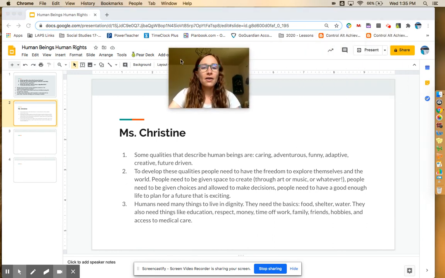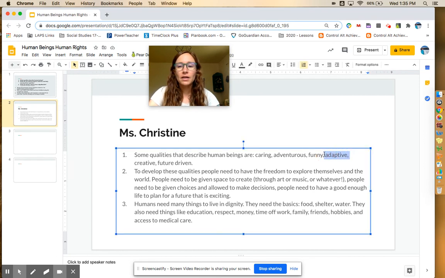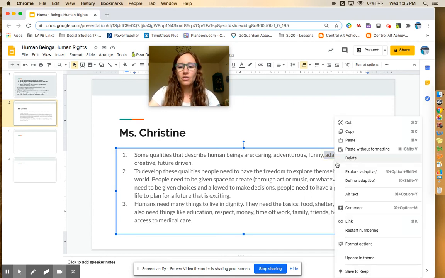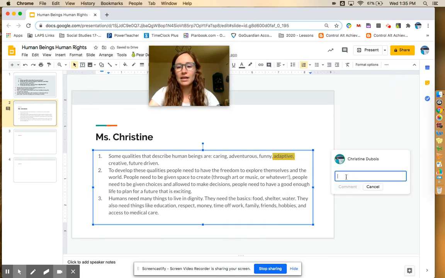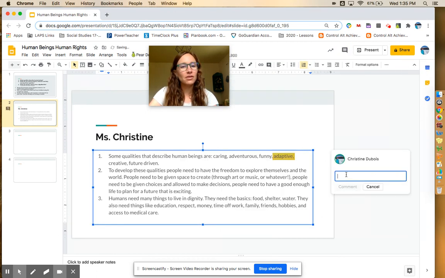So once you have written your 3 answers and you look in the slideshow and you see that other people have written their answers, then it's time to do the second part, which is to comment on what people have written. So there's 2 ways you can comment. If you highlight a word and then you click it with 2 fingers, or you right click, you can pull up where it says comment, and that will add a comment to the slide. And you can type in whatever you want to say. You can also go up to the top and click the comment history, and you can click add a comment, and that will give you the same thing.